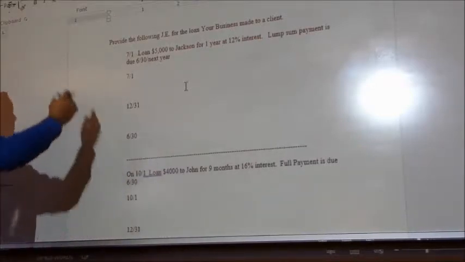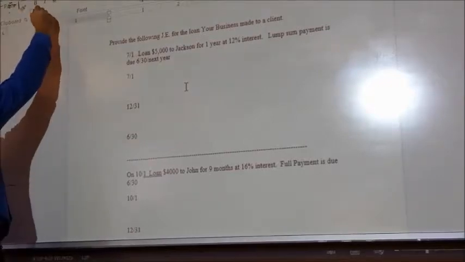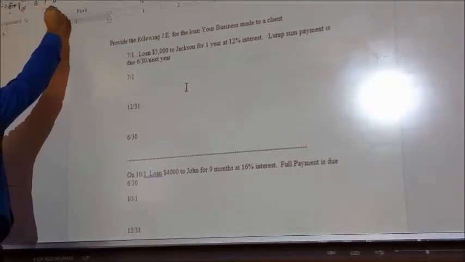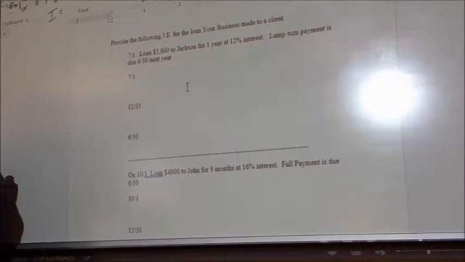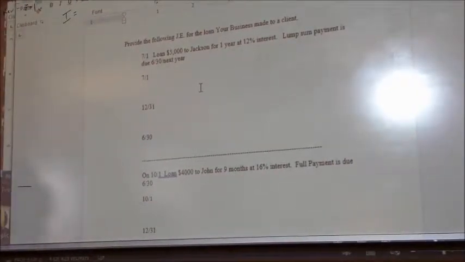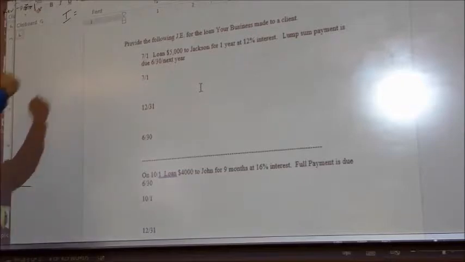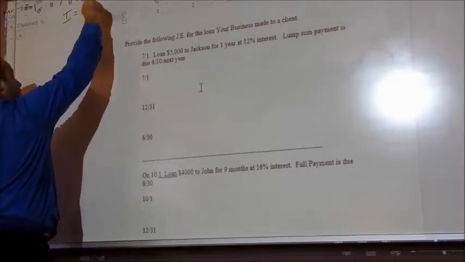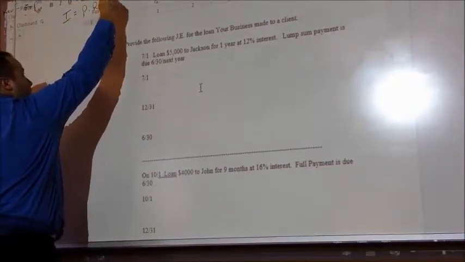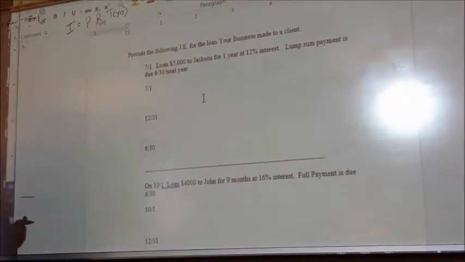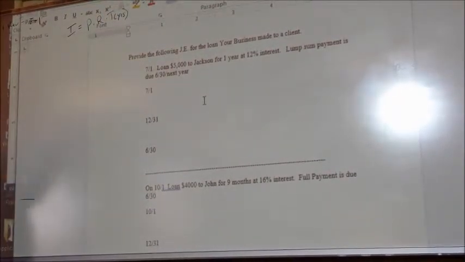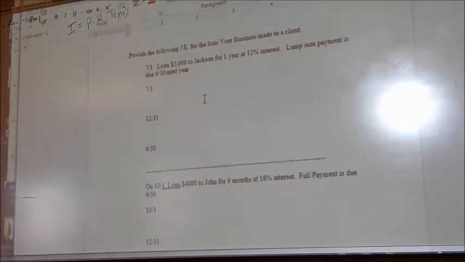The first thing we definitely need to know is, what's our interest formula? I equals what? Think back to your math. Principal times rate times time. PRT. I equals P times R times T. And T is always in years. So if you see a 1 in that column, that's 1 year. If you see 1 over 12, that's 1 month.